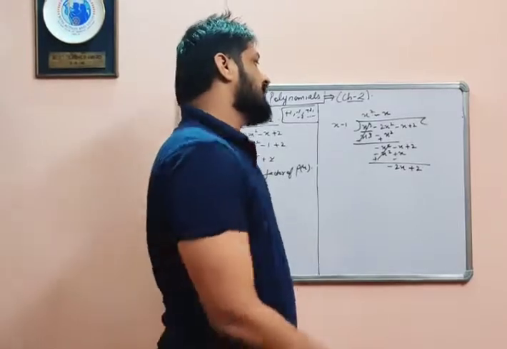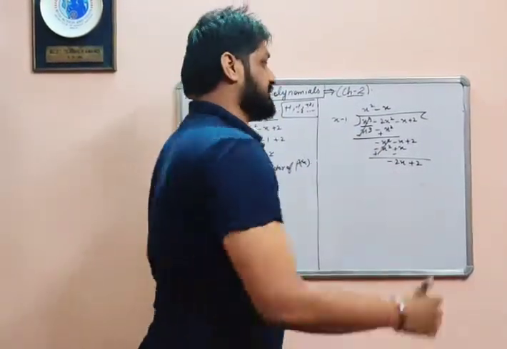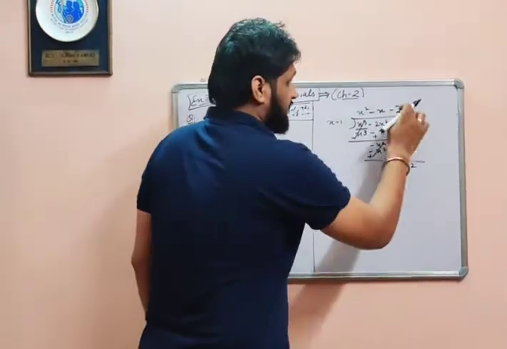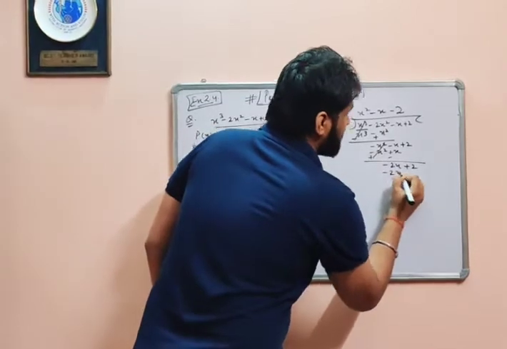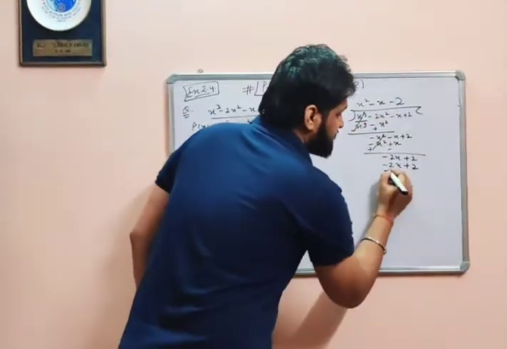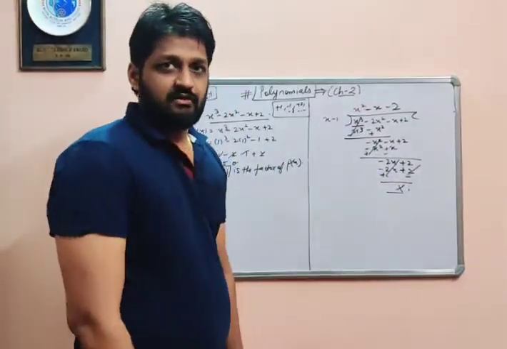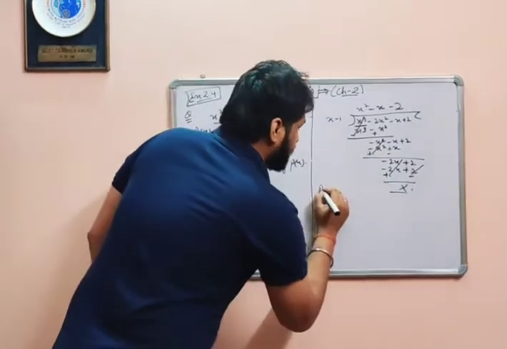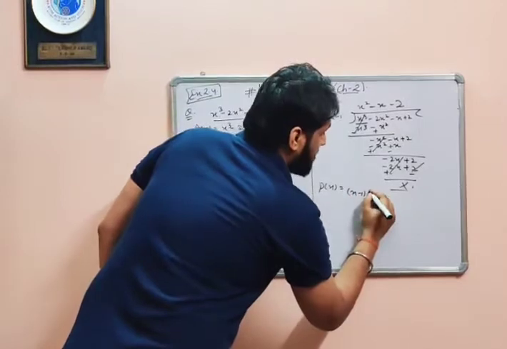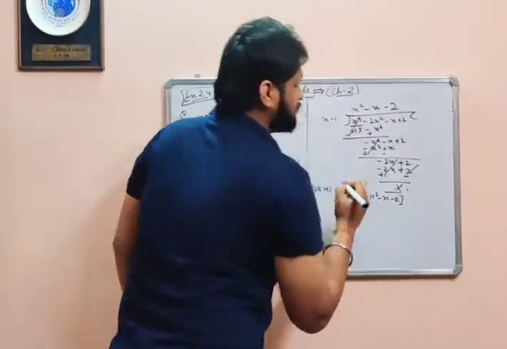Again the third step. By what number we multiply x in order to get minus 2x? That is minus 2. So minus 2 multiply x is minus 2x, and minus 2 multiply minus 1, that is plus 2. Again sign will change. Plus minus comes, the remainder comes out to be 0. So how we can write this given equation p of x? So p of x can be written as x minus 1 multiply x square minus x minus 2.